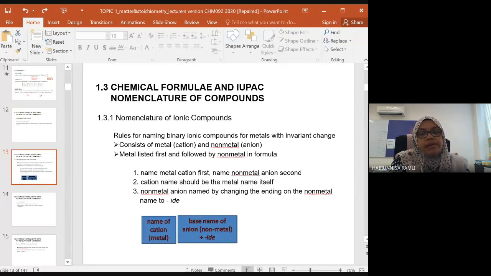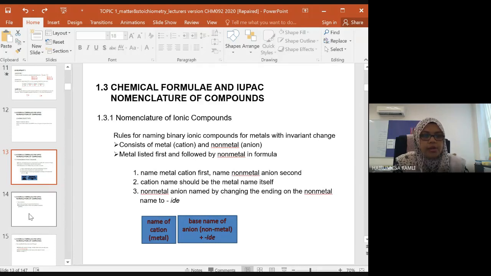ionic compound for invariant charge and also for variable charges. Meaning that for invariant charge, you will use metals with a specific charge. Maksudnya dia tak akan berubah. For example, for metal group 1, group 2 and also aluminium from group 3. Okay, so to name this, basically you have to name the metal kat depan tu. At the initial part, you name the metal as it is lah. Follow the metal name and then you follow by anion. You change the ending by IDE.